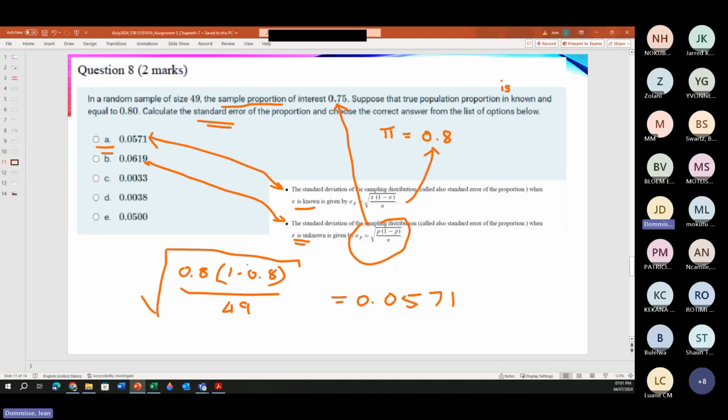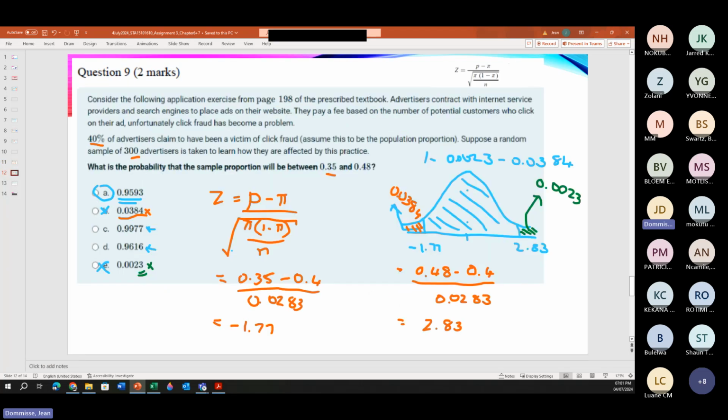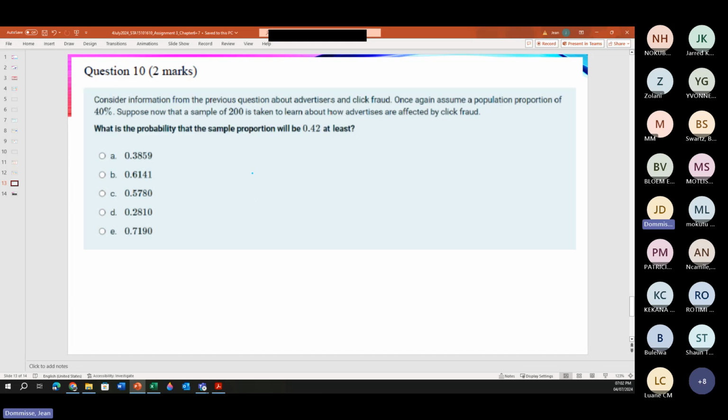Then we went into a sample error for proportion, as we did previously with a sample error as well. Then we're doing the same. We're getting two Z values. We need to get the area in between. And then the last one is when we now again need to work out the probability, or they give us the probability.